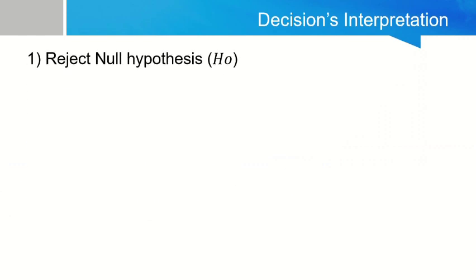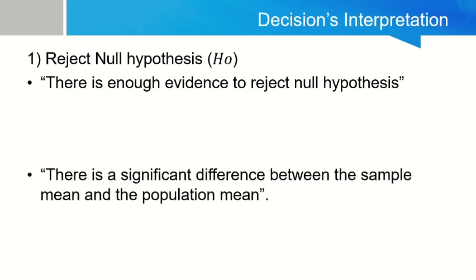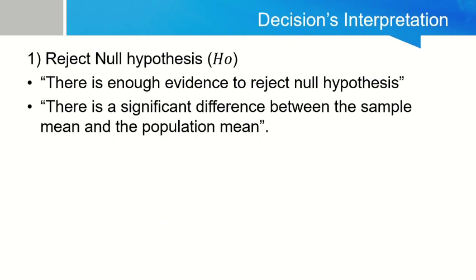So, interpretation of decision rule. Decisions interpretation, reject null hypothesis. Ganyan yung phrases or sentence kapag nag-state na kayo ng decision after you computed all, if you're going to reject or accept. Ngayon, ganito. Kapag ni-reject nyo ang null hypothesis, ito ang gamit: there is enough evidence to reject the null hypothesis. Or, there is a significant difference between the sample mean and the population mean.